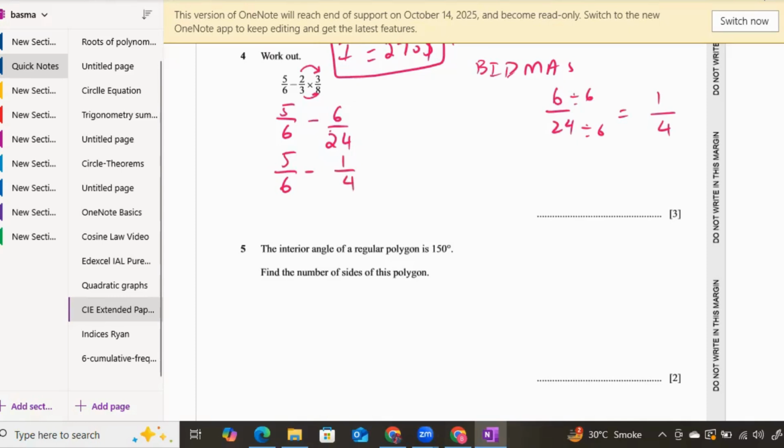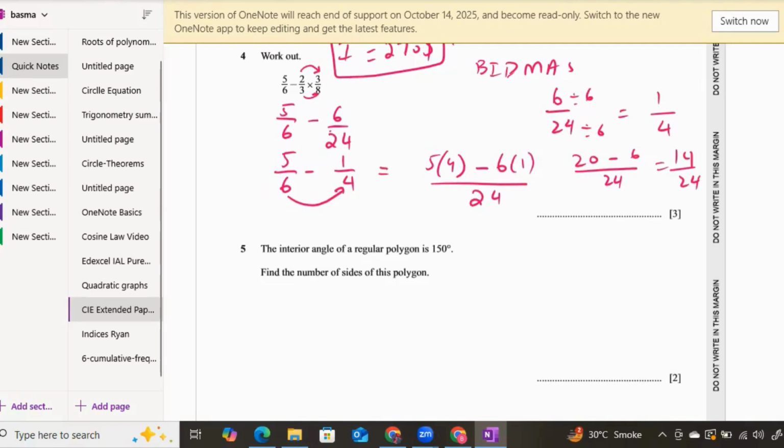Now, how can you solve two fractions with a minus between them? You can cross multiply, like this, and then multiply the denominators. So it will be 5 times 4 minus 6 times 1 over the multiplied denominators, 6 times 4, which is 24. So 5 times 4 is 20 minus 6 times 1 is 6, over 24. So 20 minus 6 is 14 over 24.